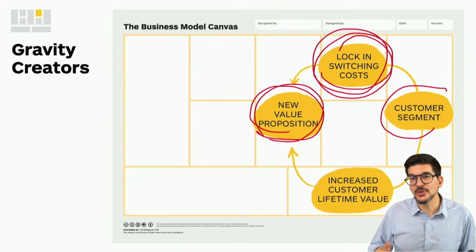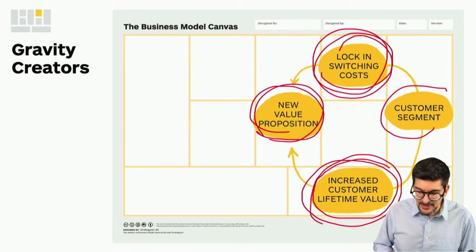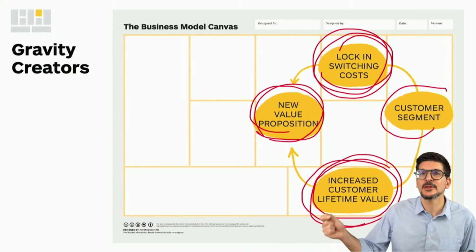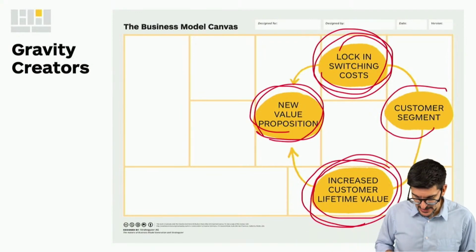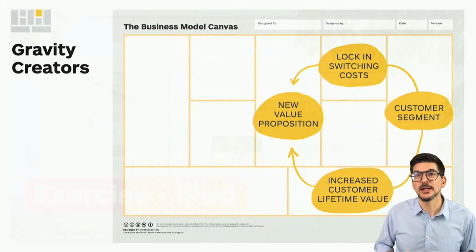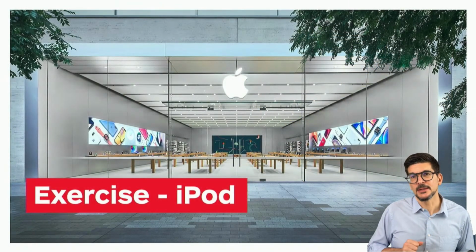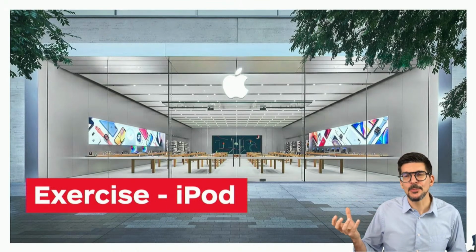And because you do that, you increase the so-called customer lifetime value. You're going to earn more from them because they are locked in. You don't sell to them once, but again and again and again, because you lock them in. And the example I want you to work on, and I'm going to give you maybe 2 minutes, is the iPod. Because everybody, and I deliberately take an old example.